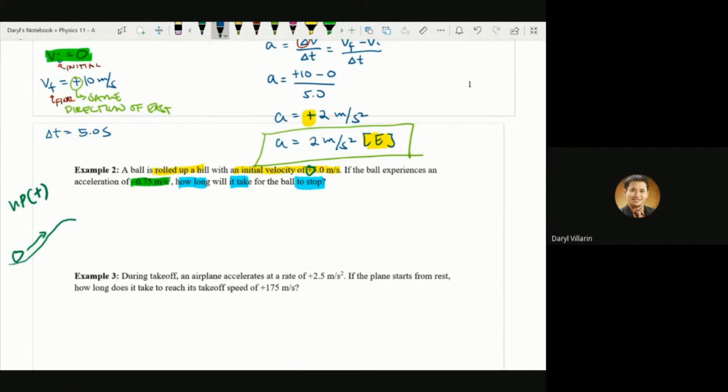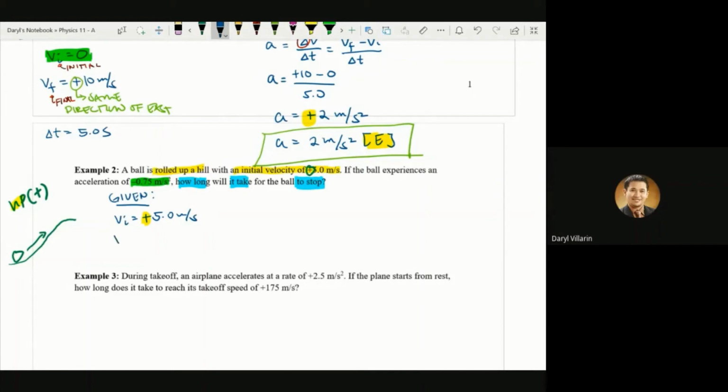So I'm going to take note of the things that are given to me. I have initial velocity, so that would be my VI. That's positive 5.0 meters per second. Again, the positive sign indicates that it's moving up. Again, I use that convention. And the opposite of that is just going down.